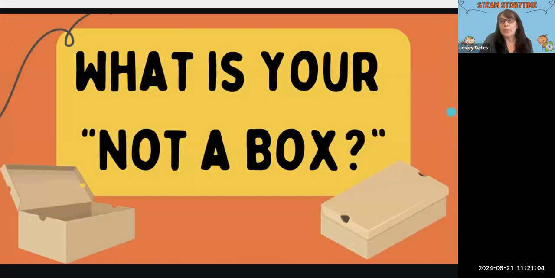So, one of the most simple stories, but any of us that work with or have had children of our own know that you give them a great gift and they're way more excited about the box than they were about the gift. And I think there's just something about the creativity of a box, it can be literally anything. So I love posing that question after reading the book: what is your not a box?